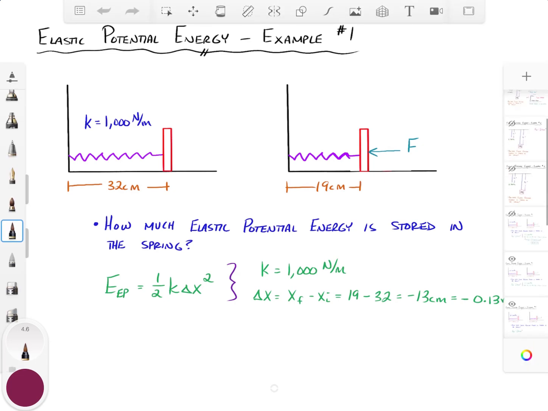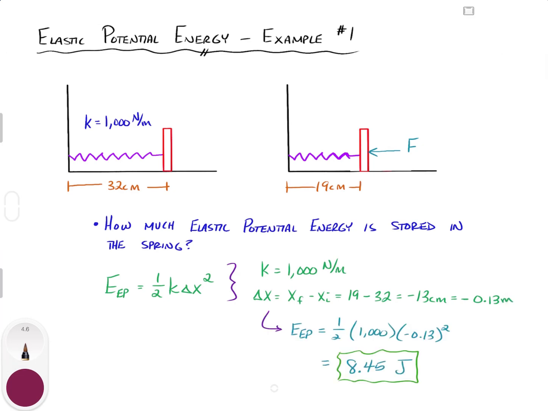Now that I have that information, I can simply plug that into the elastic potential energy equation, squaring only the displacement of the spring, and determine that, in fact, I have stored 8.45 joules of elastic potential energy.